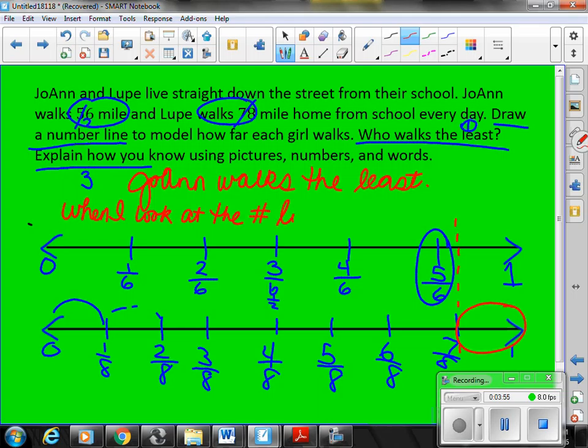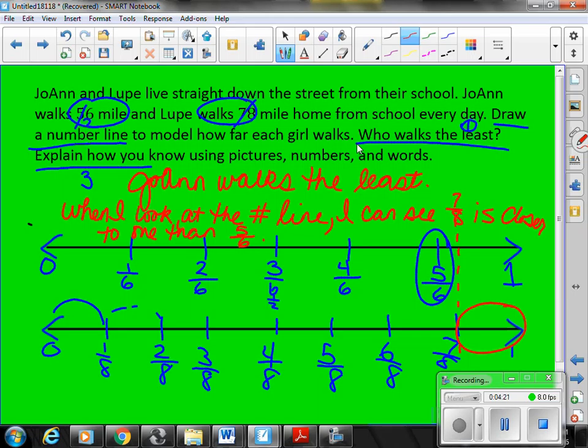and again, I don't mind if you use symbols as long as you use them in the correct way. I can see 7/8 is closer to 1 than 5/6. So I'm using my eye and my visual and where it is.